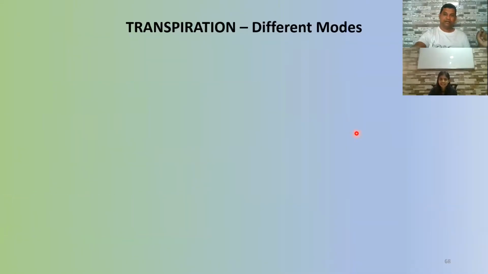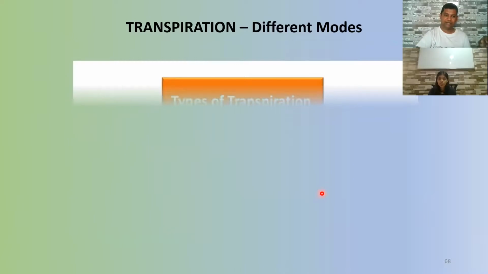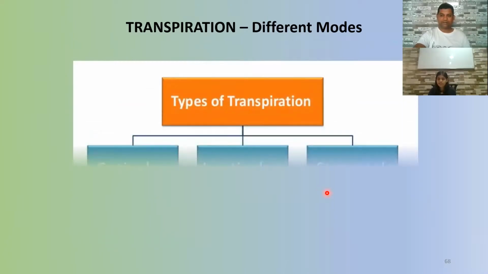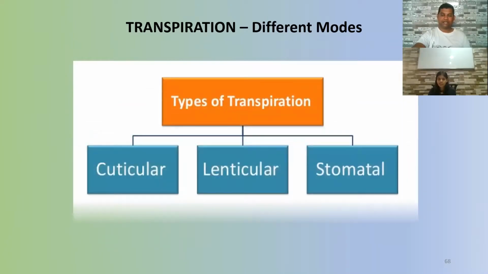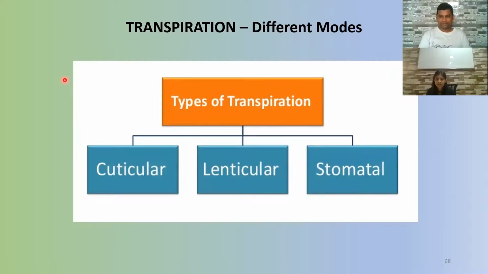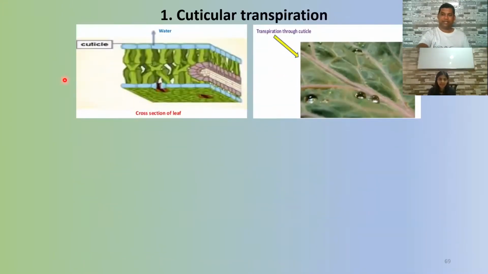Okay, different modes of transpiration. Transpiration happens through which ways? Roadways, railways, airways. There are three methods. First one is cuticular, lenticular, and third one is stomatal. These are the three types of transpiration.